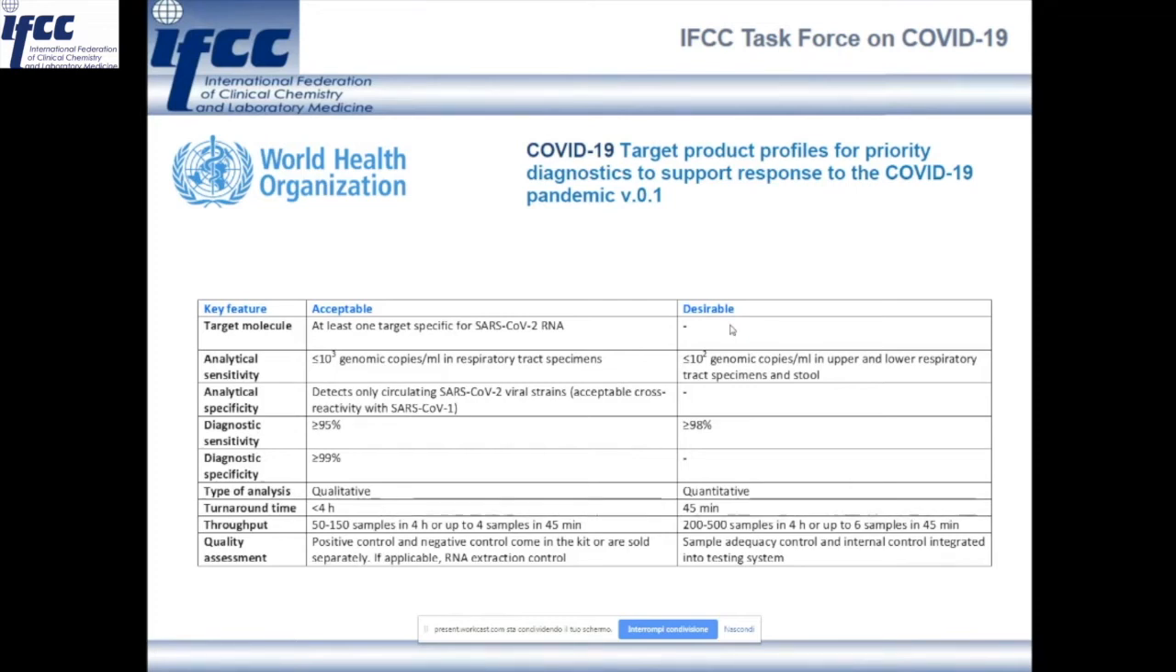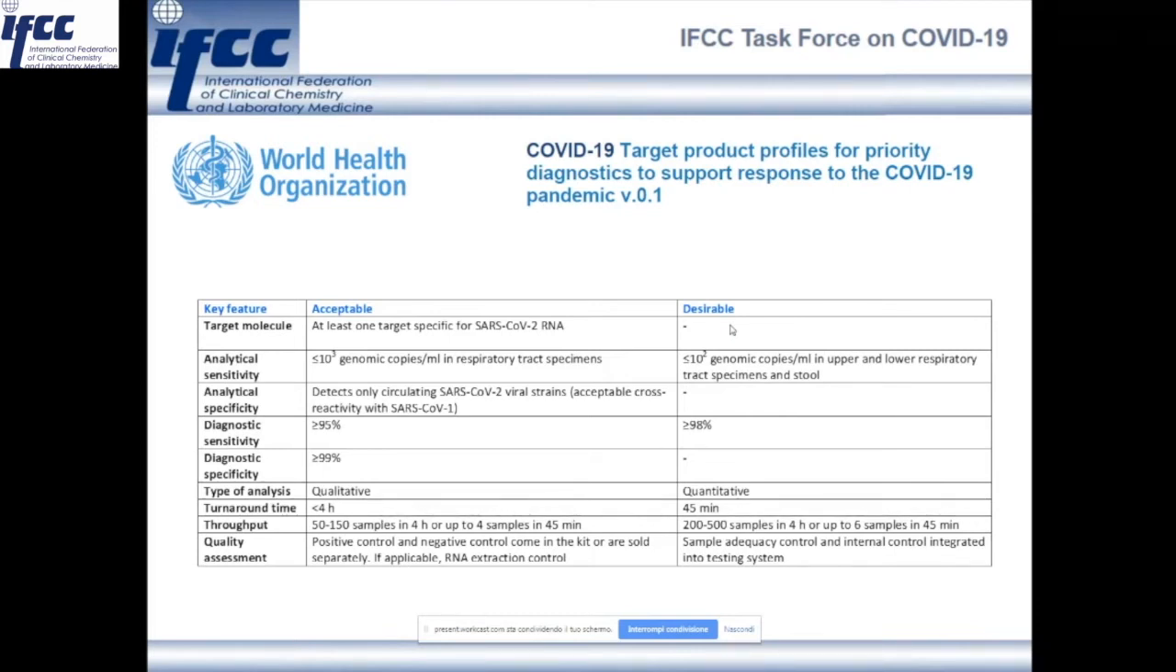The diagnostic specificity shall be equal or greater than 99%. The analysis shall be at least qualitative, but preferably shall be quantitative. The turnaround time shall be at least lower than 4 hours, but preferably lower than 45 minutes.